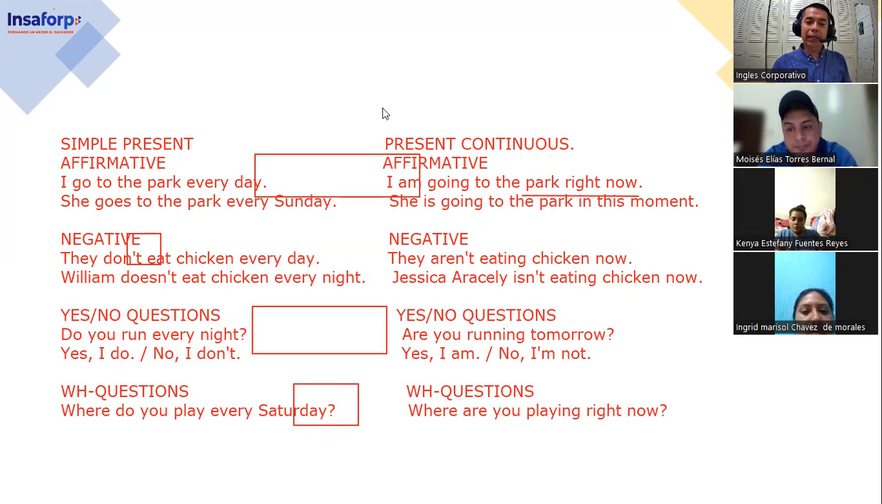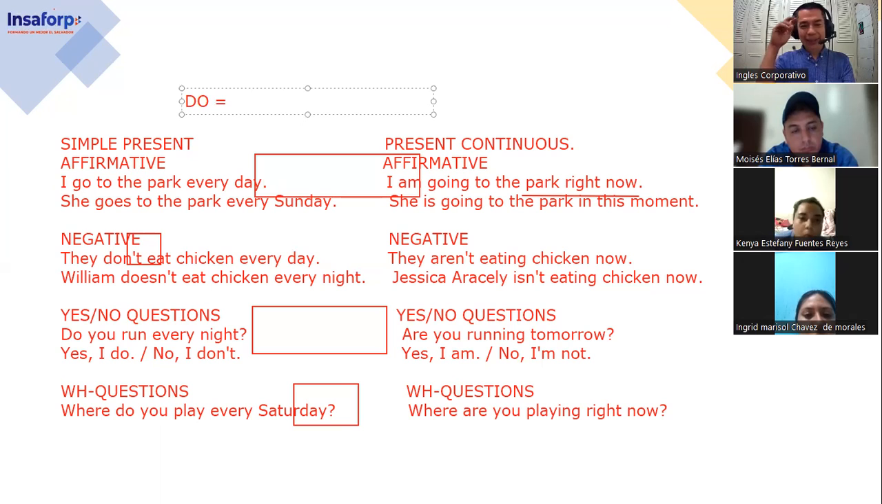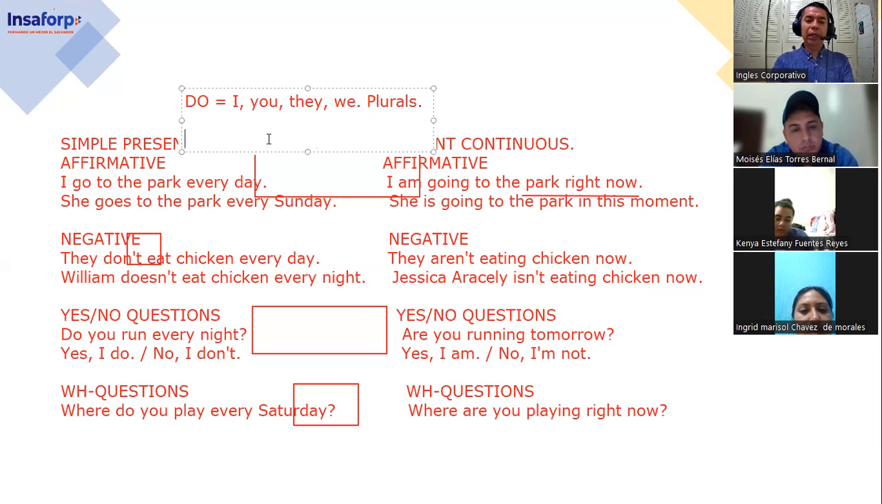Ya sabemos, Ingrid, que el do lo vamos a usar para el I, y esto sí se lo tiene que saber de memoria, de ahí no hay para dónde, así que hay que memorizarse. Para el I, para el you, para el they y para el we, y todos los nombres plurales, por ejemplo, mis amigos, mis compañeros, vamos a usar el do. Y el does lo vamos a usar para tercera persona singular.